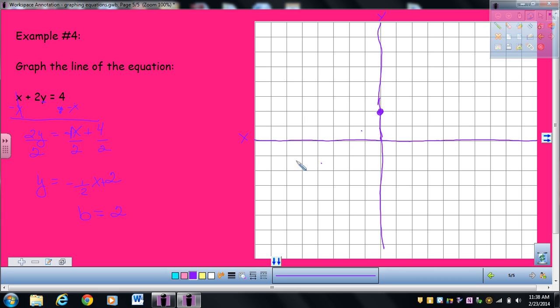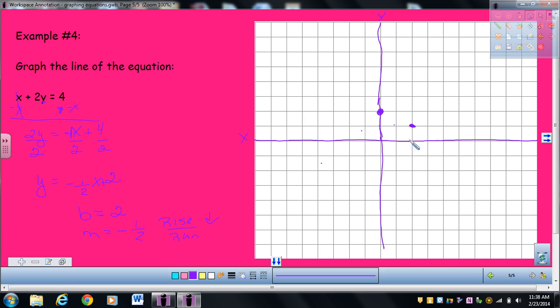Right there. And my slope is a negative 1/2 in that equation. So that's going to be my rise and my run. And because the slope is negative, that means that my rise is going to go down. So I'm going to go down 1, and I'm going to run 2.